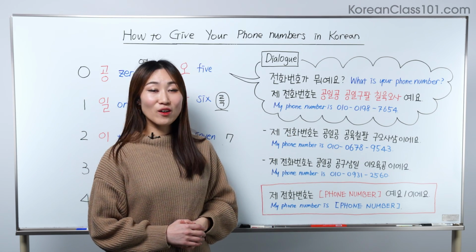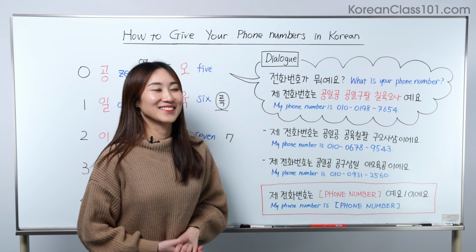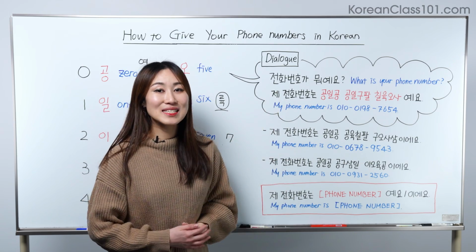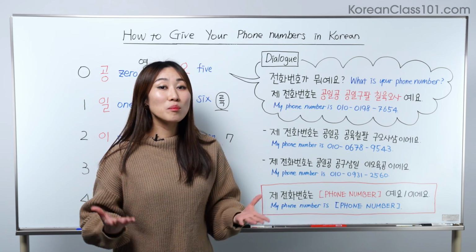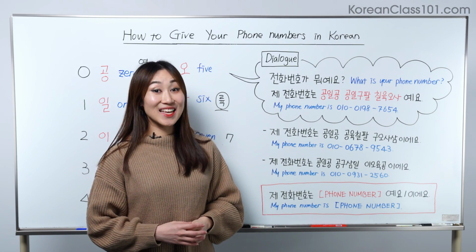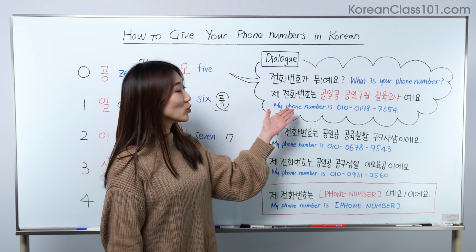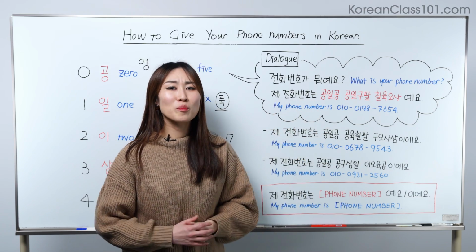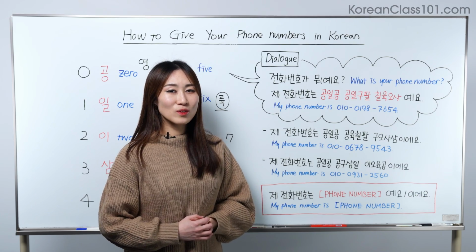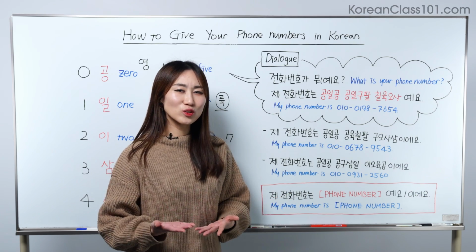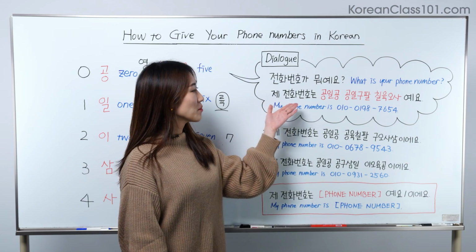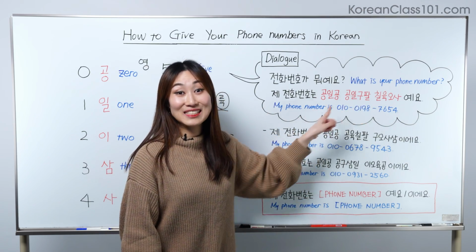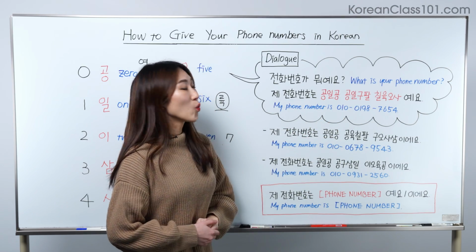전화번호가 뭐예요? What is your phone number? 제 means my. It's a humble way to say my. 전화번호, we just learned. Phone number. 는 is a topic marking particle. So in English, it's similar to as for. So it can be as for my phone number is. So this is the phone number.